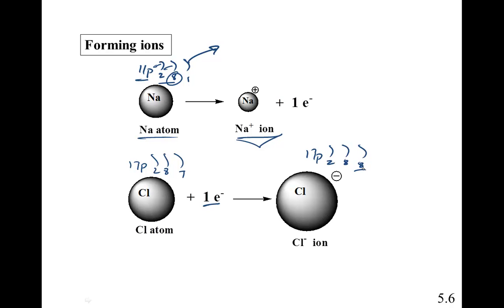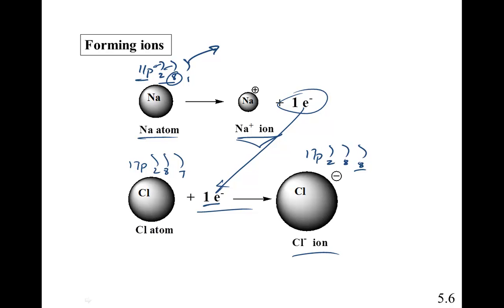Chlorine gains an electron. It's got more protons, higher electronegativity. Remember electronegativity. Chlorine has a higher electronegativity than sodium, so it strips this electron off the sodium and uses that electron to make the chloride ion.